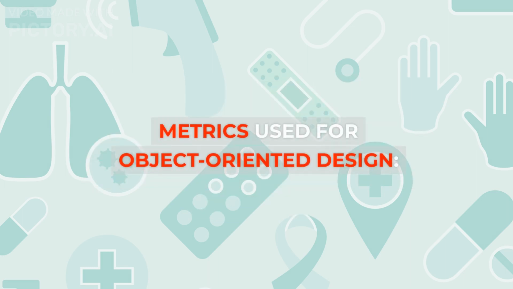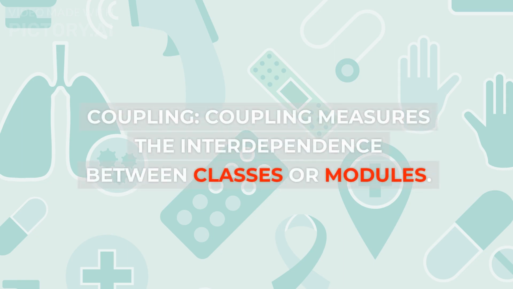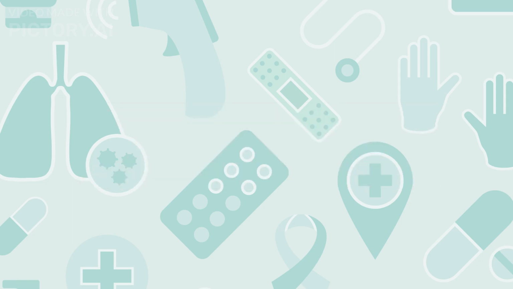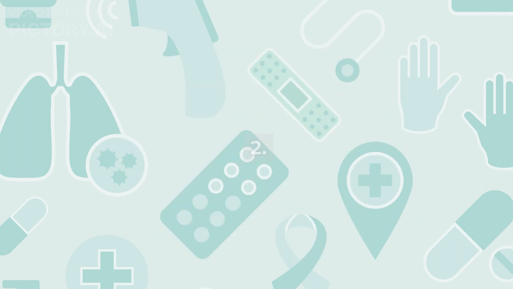Metrics used for object-oriented design. 1. Coupling. Coupling measures the interdependence between classes or modules. Low coupling indicates a higher level of independence and modularity, while high coupling can lead to tight dependencies and difficulties in maintenance and extensibility.